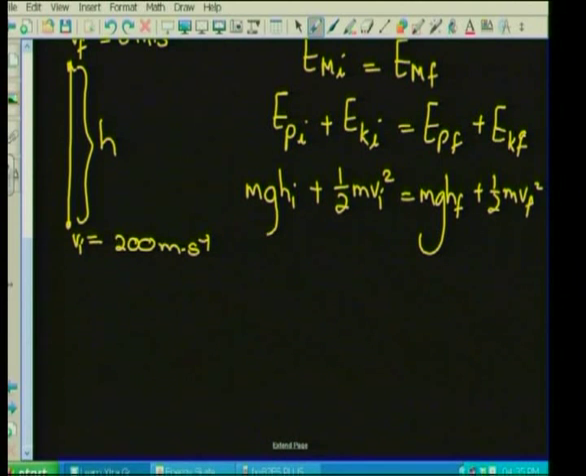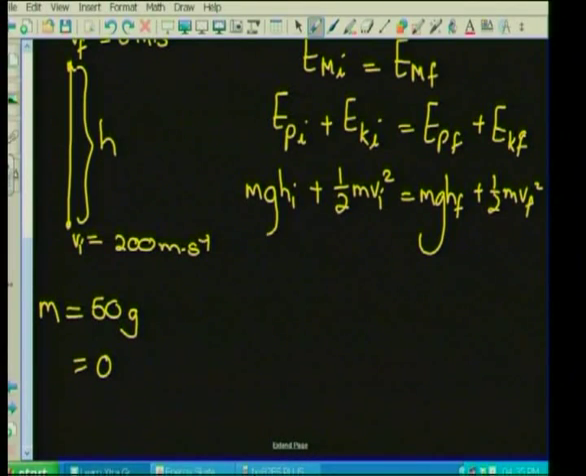But let's backtrack a little bit, because they said to me, my mass is 50 grams. Can we use grams? Of course not. We've got to make it into kilograms. How many grams in a kilogram? There are 1,000. So we're going to take the 50 grams, divide by 1,000, and it gives me 0.05 kilograms. Please don't forget to do that, grade 10s. I see it all the time, and it breaks my heart.